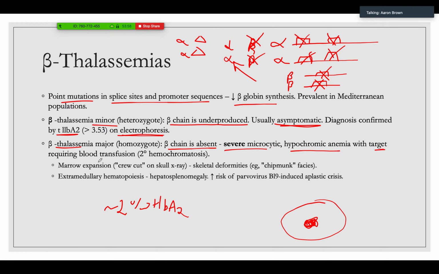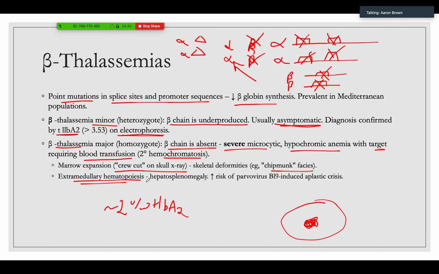These patients are going to need blood transfusions frequently to replace their red blood cells. And because of that, you may see some secondary hemochromatosis. With repeated transfusions, you're going to have buildup of iron. Bone marrow is going to start to expand as it's looking for ways to increase the number of red blood cells. This is going to be a crew cut look on skull x-ray, a chipmunk facies, you're going to see changes in the skull bones, and extramedullary hematopoiesis. You're making red blood cells outside of the medulla of the bone. And so we call that extramedullary hematopoiesis, making red blood cells outside of the bone.